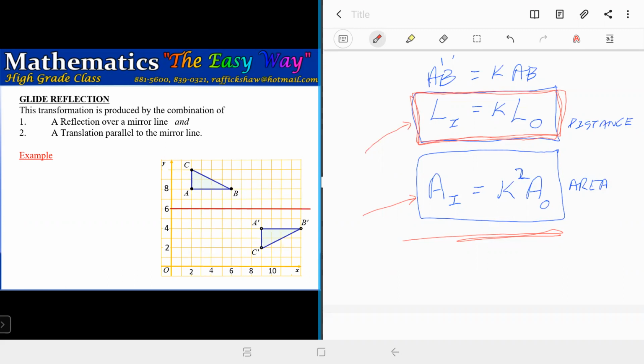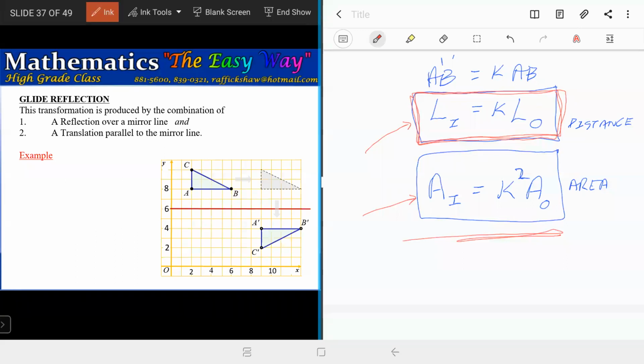Look at how it would work. First, you have the glide. Everybody can see the glide, the translation there? This glide to here first. So yes, glide to here. Good. I see it is parallel to the mirror line. Right? It is parallel to the mirror.